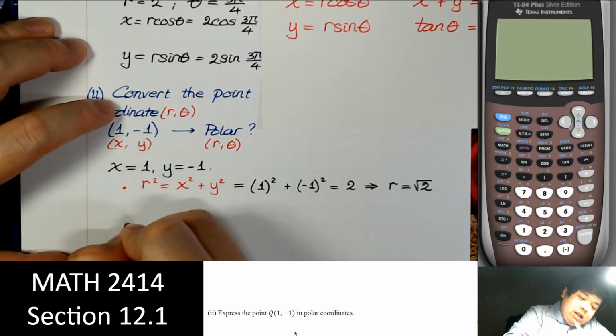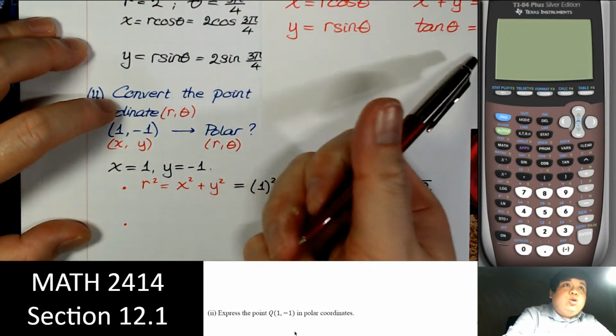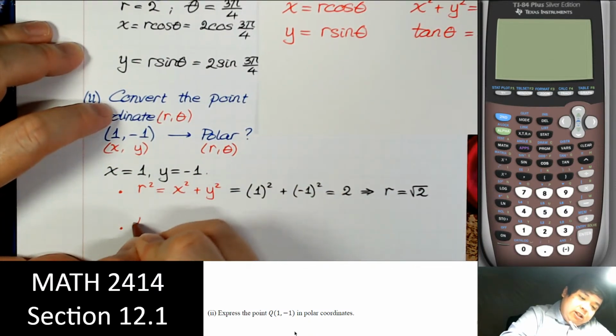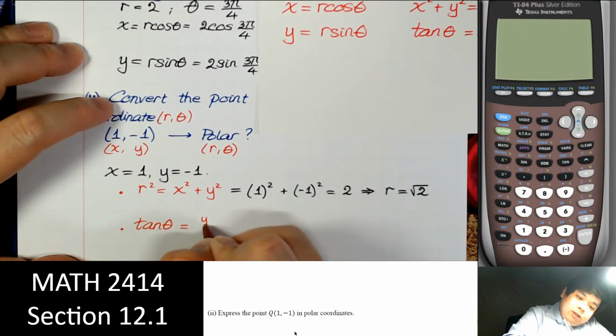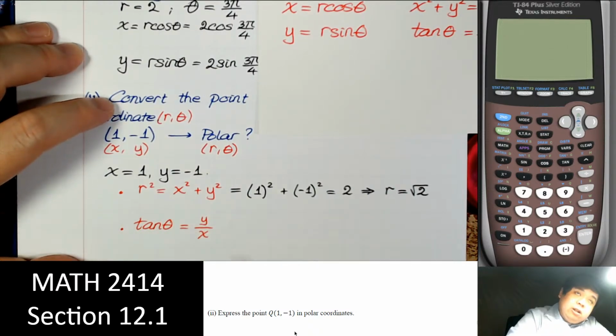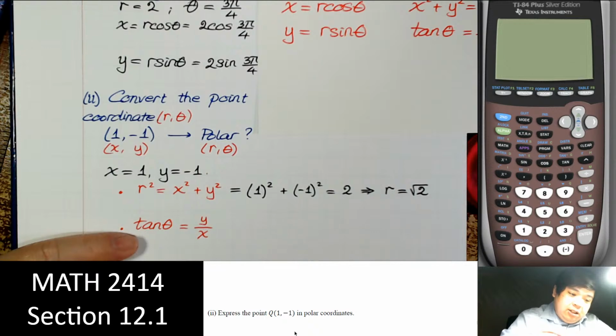So that's good. We use that to find r. How do we find theta though? To find theta, we have tangent theta is y over x.